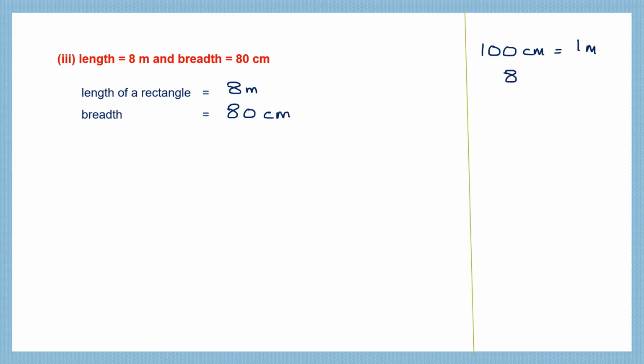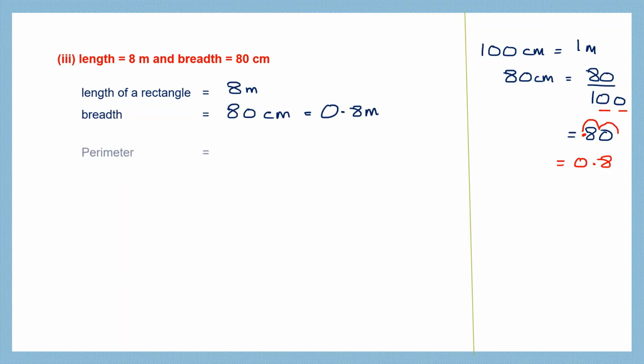Therefore, 80 centimeters will be 80 by 100. So this is 80, and if you look at the denominator, the division is by 100, which has 2 zeros. So our point will move 2 places to the left and come here. So we have 0.80 or 0.8. It's the same. So now our breadth is 0.8 meters. Now the units are the same.